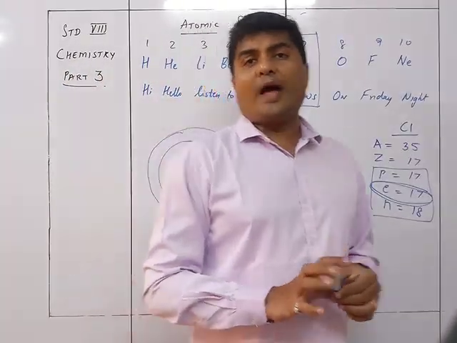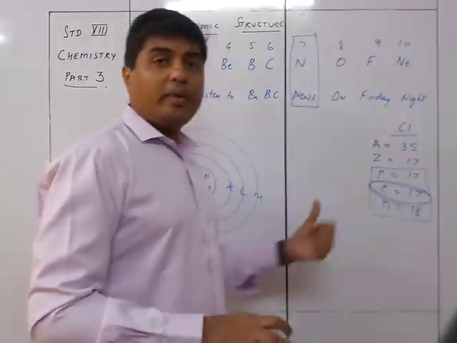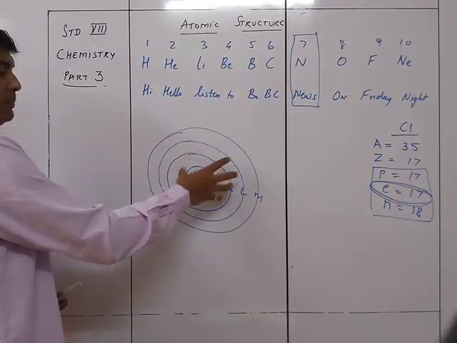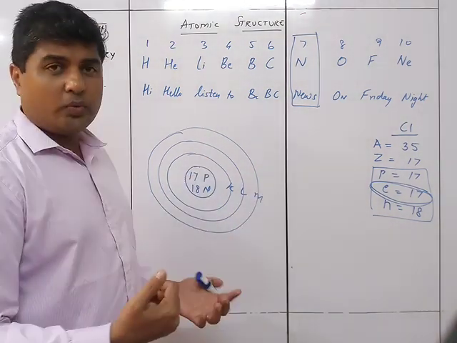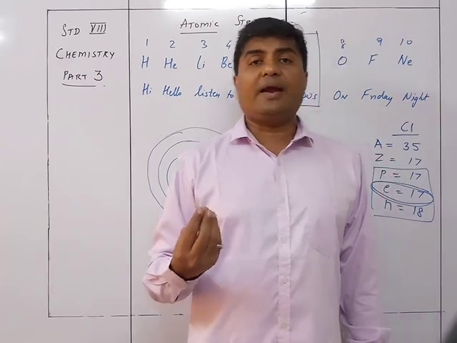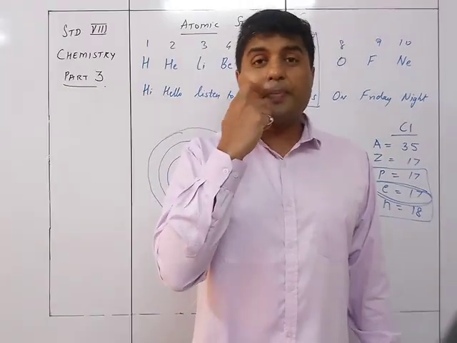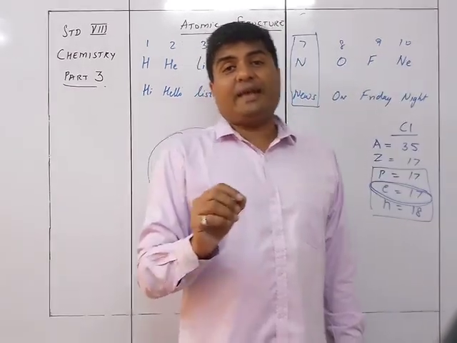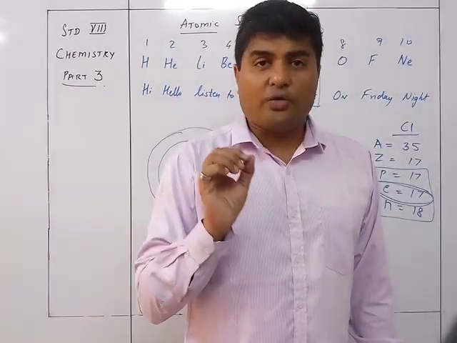So how are these 17 going to be placed over here? Are they going to be all 17 in one of them, or maybe only 5 over here and 3 over here and 2 over here? So there has to be some way that the electrons of a particular kind of element are going to be placed inside the orbits. This can be seen with the help of electronic configuration.